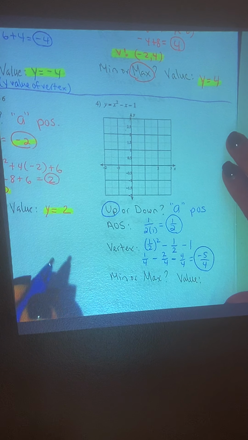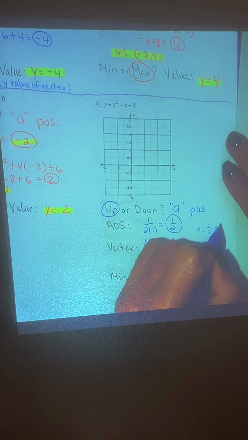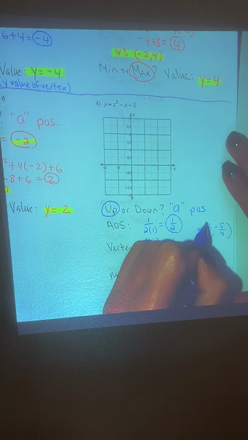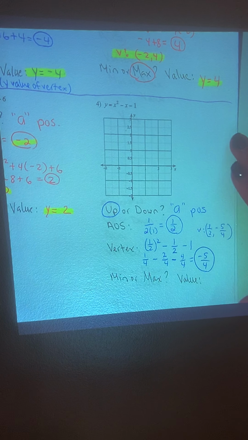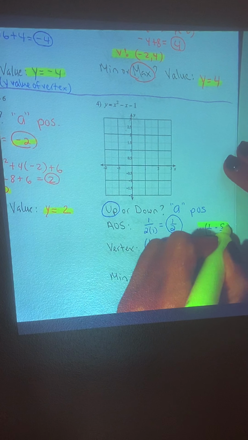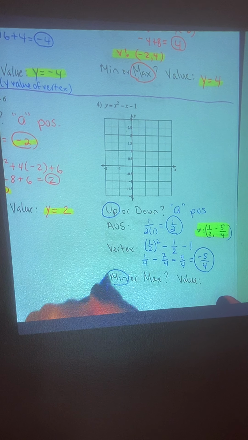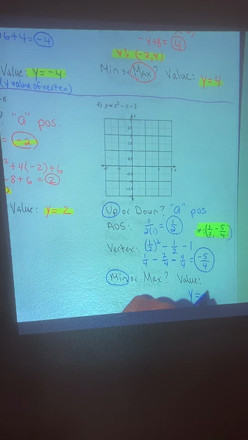All right, so my vertex is 1/2 and negative 5/4. It's okay, guys, we can have a fraction. I promise it will not hurt us. All right, min or max, it's opening up, so it's a min, and the y value of the vertex is negative 5/4. And there we go.